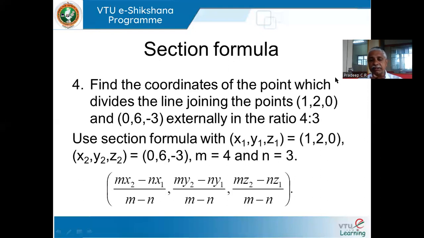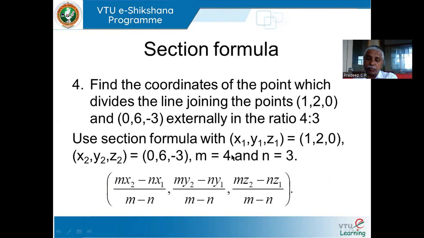This means I'll have to use the external section formula. The section formula says, you can see it on the screen, with x1, y1, z1 as 1, 2, 0, x2, y2, z2 as 0, 6, minus 3, and m is 4, n is 3. So I'll write down m x2 minus n x1 divided by m minus n. Remember, it's always the same story: m into x2 minus n into x1. Why is it minus? Because it's external division. If it were plus, it would have been internal division. That means if you draw the line segment AB and produce it further, you will find a point on that which will break up segment AB externally in the ratio 4:3.